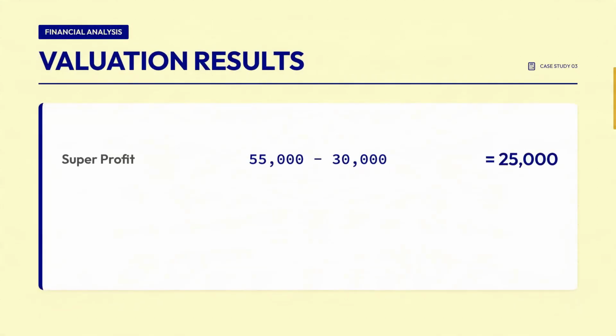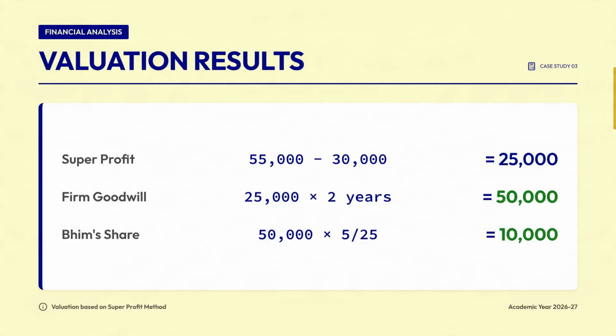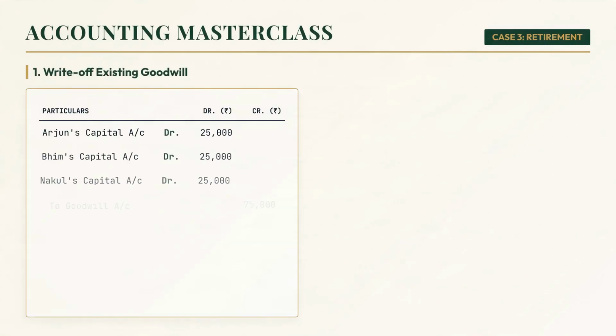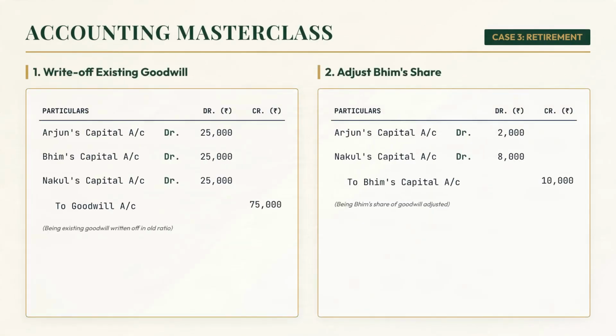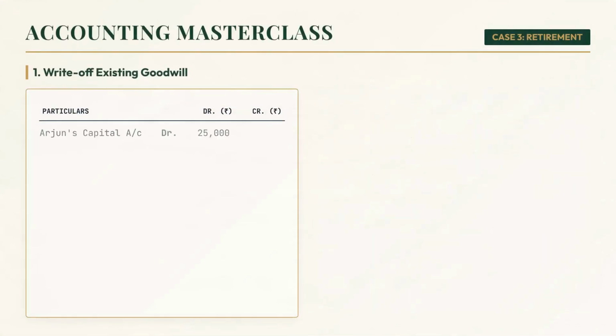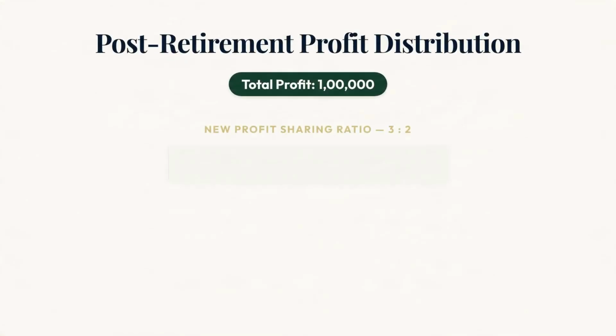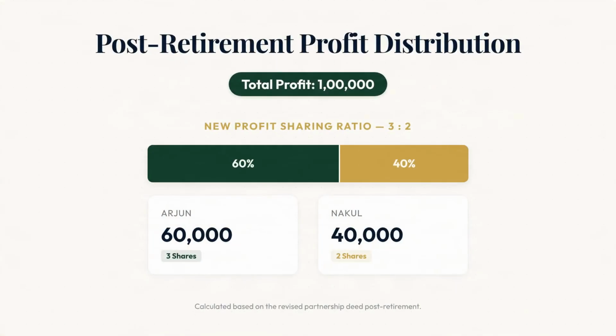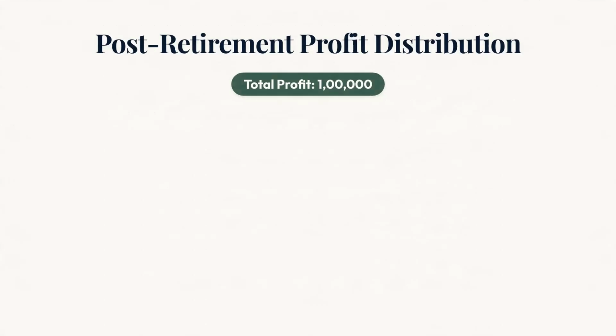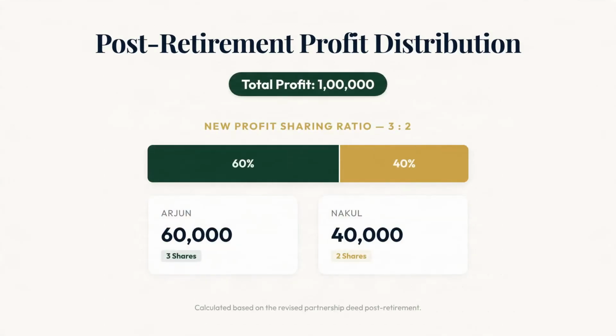Therefore, Beam's retiring share of 5/25 comes to exactly 10,000. This is his settlement. Case 3 also includes an existing goodwill balance of 75,000 to be written off in the old ratio. Once that's done, we settle Beam's share by debiting Arjun for 2,000 and Nakul for 8,000. The final step is distributing the first post-retirement profit of 1 lakh among the continuing partners. Based on their new 3:2 ratio, Arjun is credited with 60,000 and Nakul with 40,000.